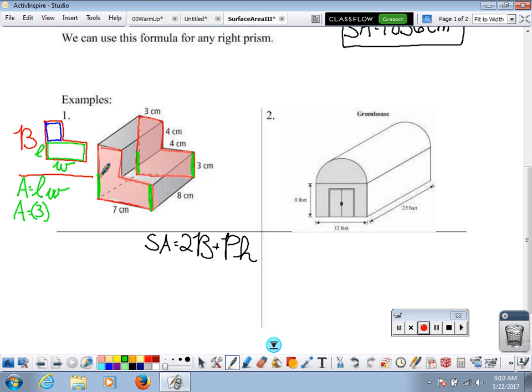Then the width would be one of those measurements. Now be careful, because we might see this 4 centimeters right here and think, hey, that's the answer. That's what I need. But it's not. I need the total distance side to side, which is 7 centimeters. So the area of that green rectangle, 3 times 7, is going to be 21 square centimeters.